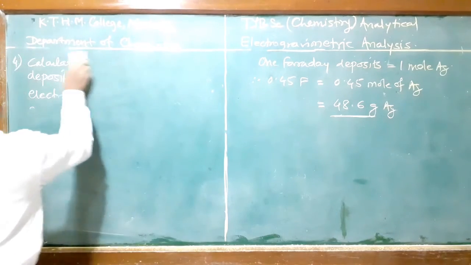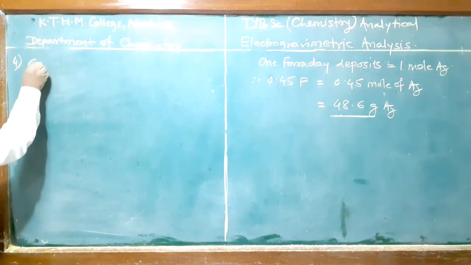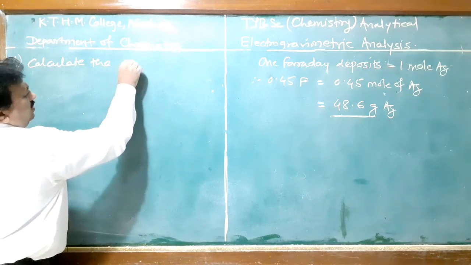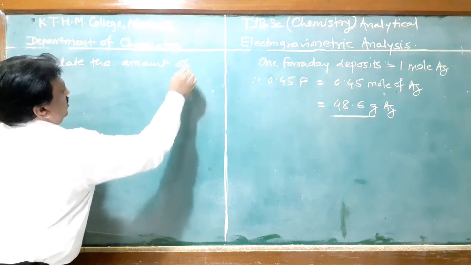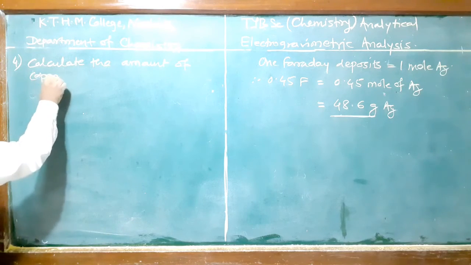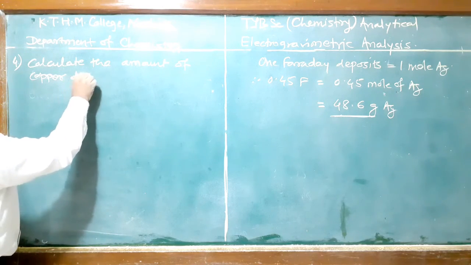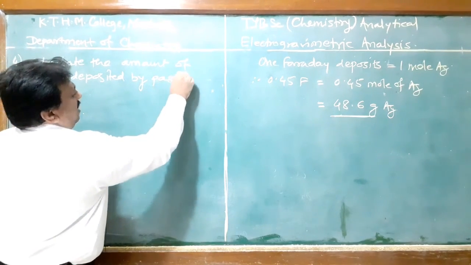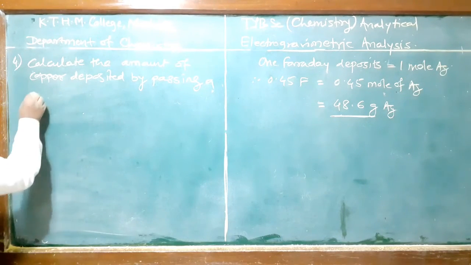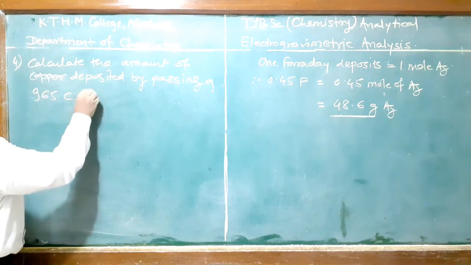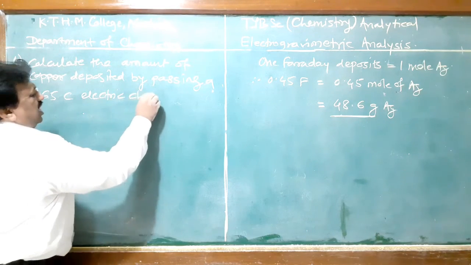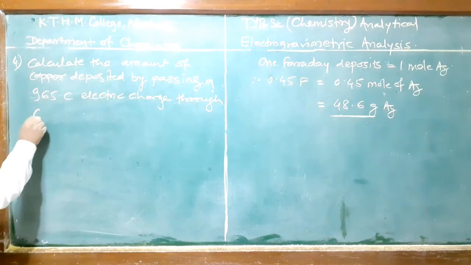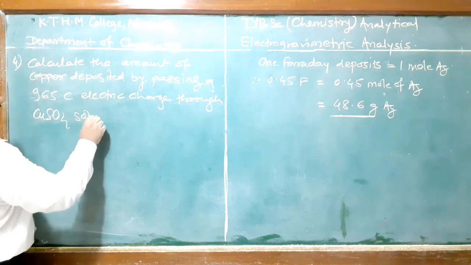Calculation of amount of substance deposited. Calculate the amount of copper deposited by passing a 965 coulomb electric charge through copper sulfate solution.